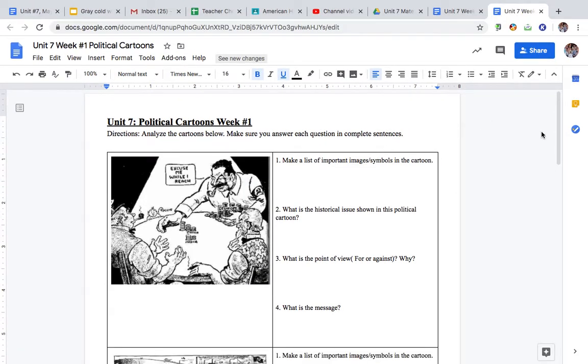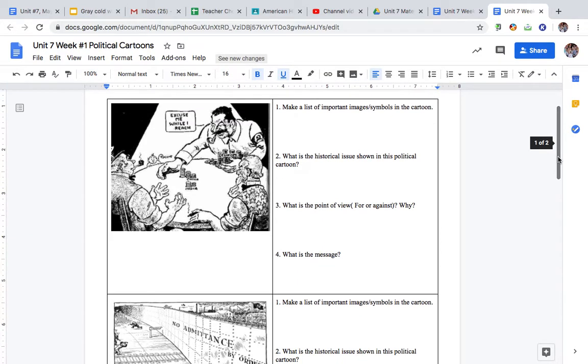Alright guys, I'm going to go over the primary cartoons and documents for this week. Alright, looking at the first cartoon. Okay, so again, going through, making a list of important symbols, kind of what they stand out for and mean. So you should have kind of three main characters here.